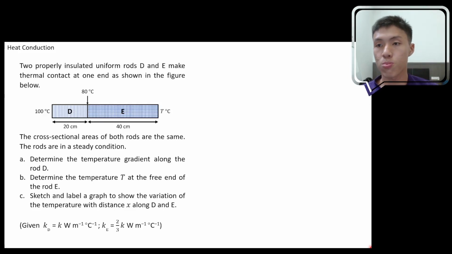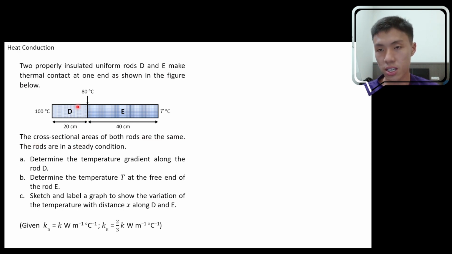Let's try to solve this problem here. We have two properly insulated uniform rods D and E that make thermal contact at one end as shown in the figure below. So this is uniform rod D, this is uniform rod E, and they are in thermal contact at this point over here. The cross-sectional areas of both rods are the same.